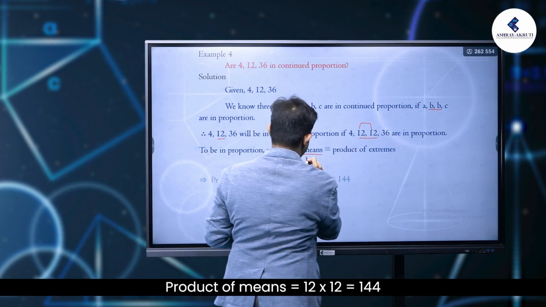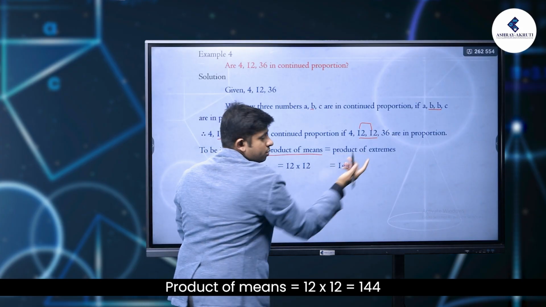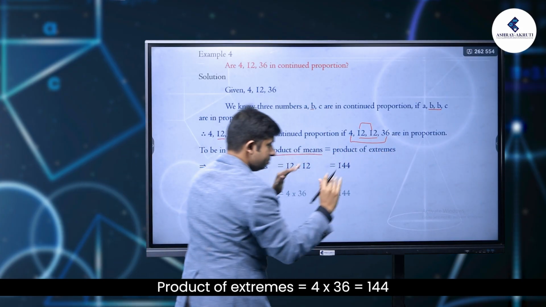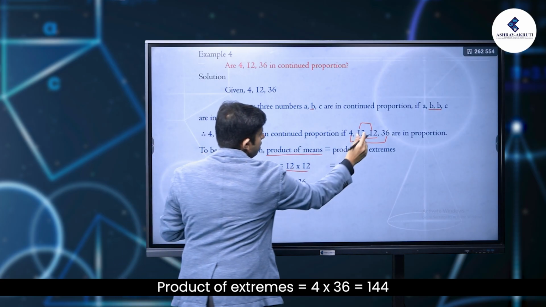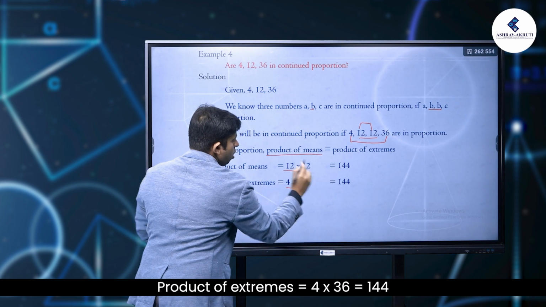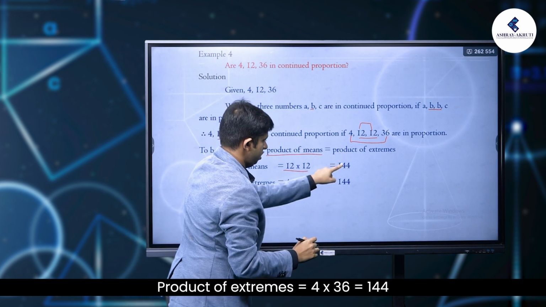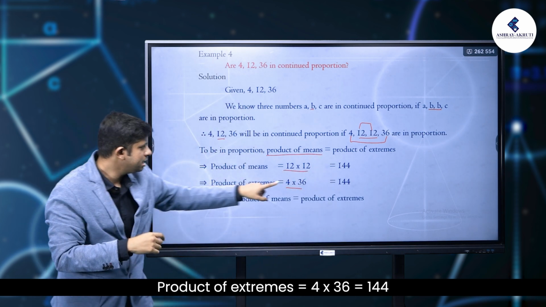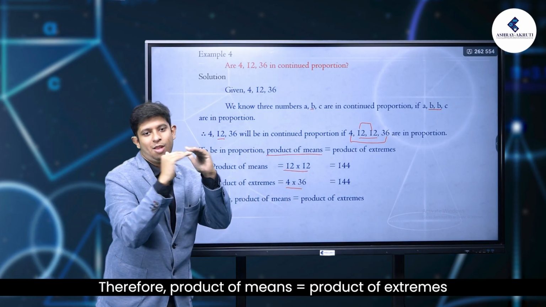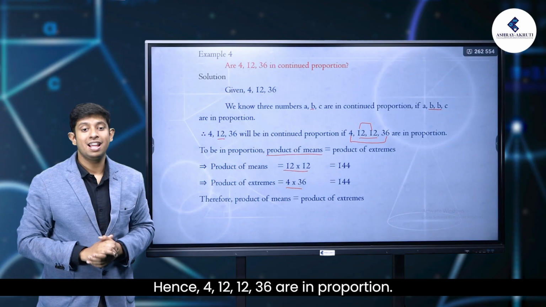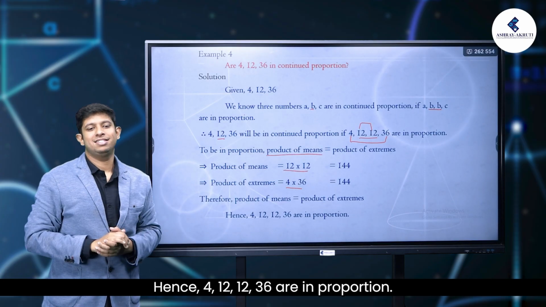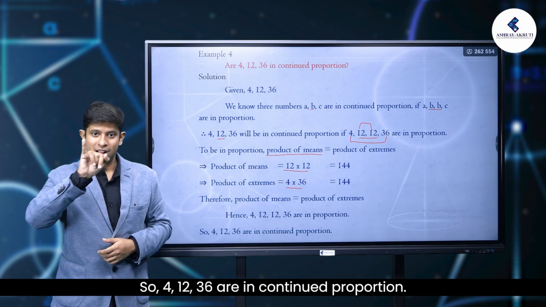Product of means is equal to 12 into 12 equals 144. Product of extremes equals 4 into 36 equals 144. Therefore, product of means is equal to product of extremes. Hence, 4, 12, 12, 36 are in proportion. So, 4, 12, 36 are in continued proportion.